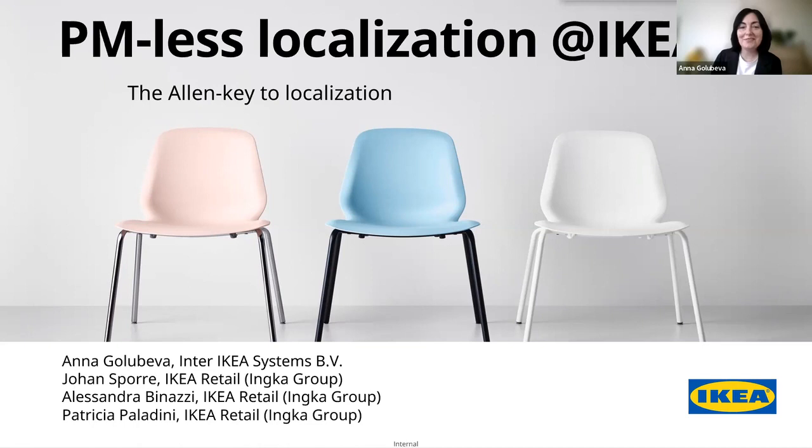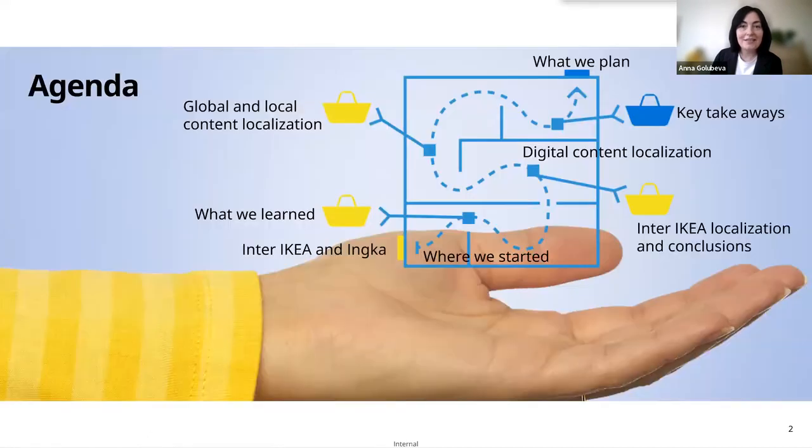Thank you, Johan, Alessandra, and Patricia. And I'm Anna. I'm representing Inter IKEA Systems, which is the franchisor of the IKEA brand and concept. In my role, I'm working with the language topic, translation and localization, also with our different franchisees and external partners. I've been with IKEA, it's quite scary to say, quite some years, I think over 15 years now. So that's us today.